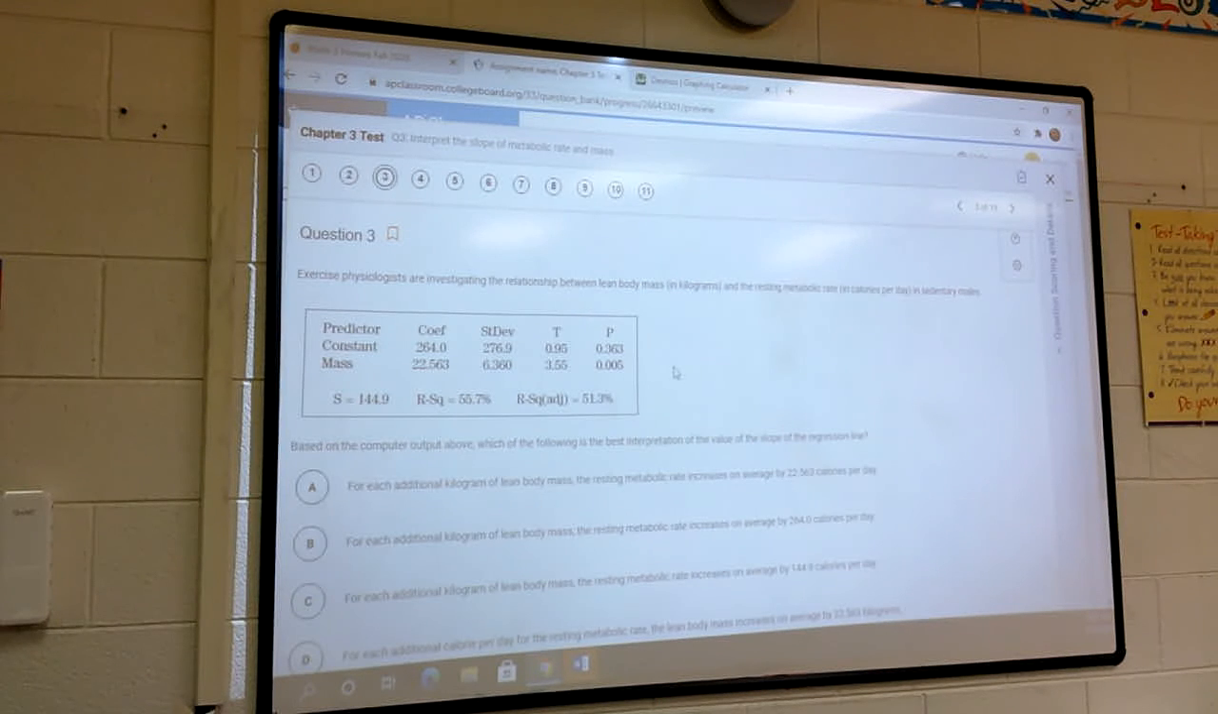Number 3, you get a computer printout. Based on the computer printout, which of the following is the best interpretation of the value of the slope? So you want to look at the computer printout, and remember, it's in your notes, it's in the video, it's all over: which number is the slope and the best interpretation of that.